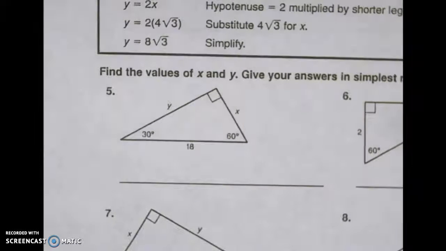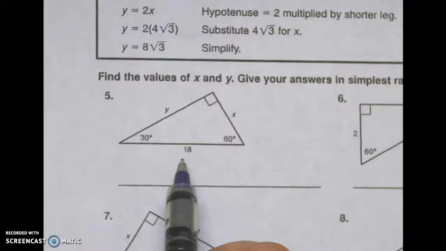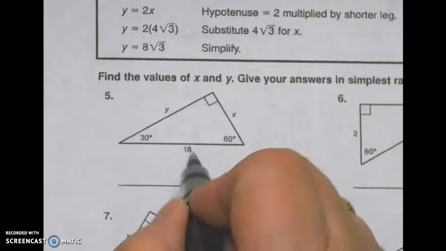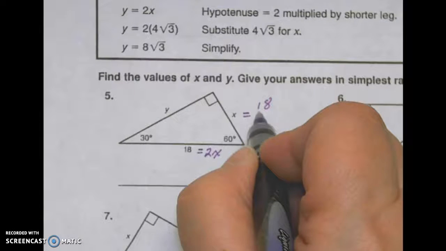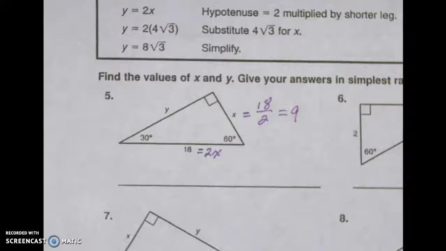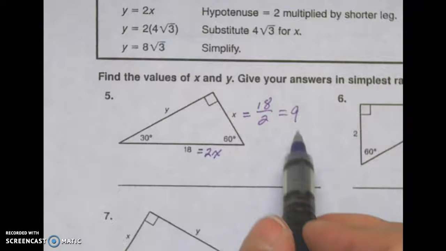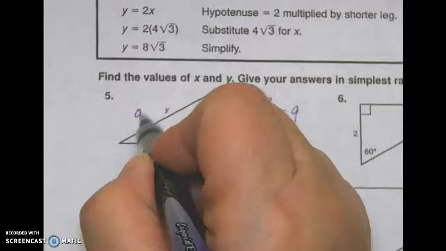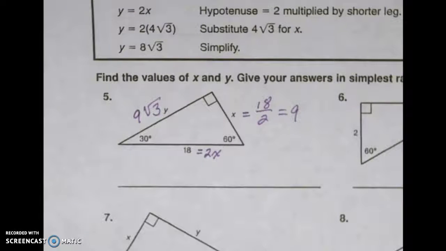So as I'm looking at those problems, problem number 5, they want us to find the values of x and y. I know that this 18 is twice as big as my x. 18 is 2 times x. So I can figure out my x. It's 18 divided by 2, or 9 units. Once I know the short side, I can easily find that medium side, that longer leg, by taking that number 9 and multiplying by the square root of 3. And I'm done. I remember that these 30, 60, 90 triangles have a square root of 3 in them.